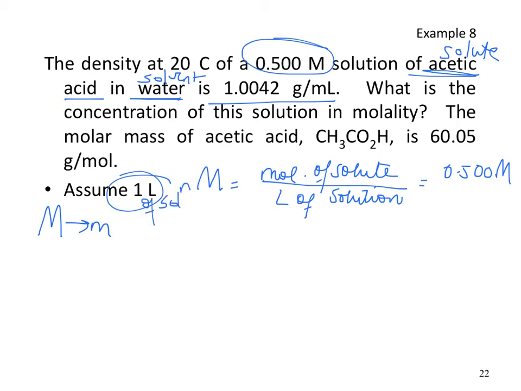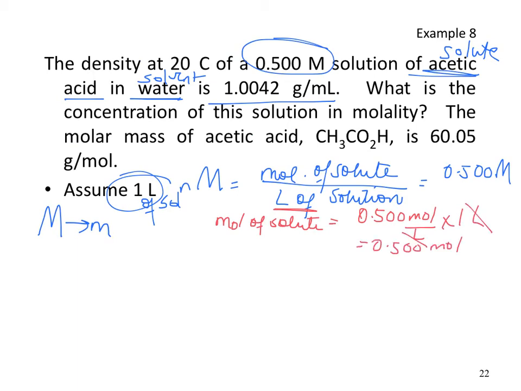Well, let's start again the same way as we did in the previous question. What does 1 liter of solution basically mean? 1 liter would mean that the moles of solute is going to be 0.500 moles per liter times 1 liter. Liter cancels. So you basically have 0.500 moles of acetic acid.